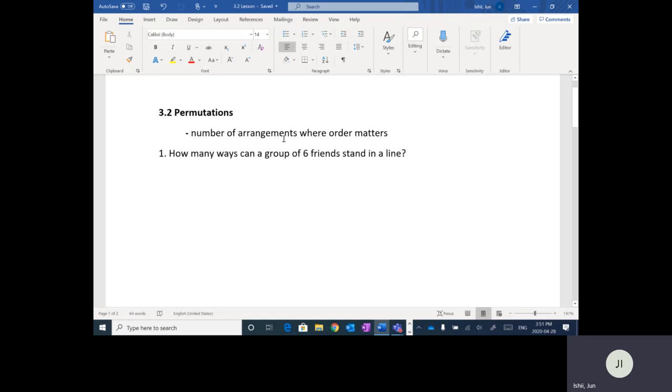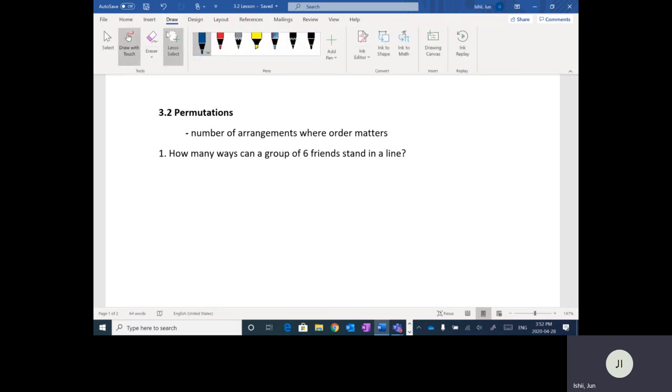Okay. So let's just get into the first example here. We want to know how many ways can a group of 6 friends stand in line? So this question, we should actually be able to answer it already using what we learned from the previous lesson, which is the fundamental counting principle. So let's say I have 6 friends, and I just want to know how many ways can they stand in a line.